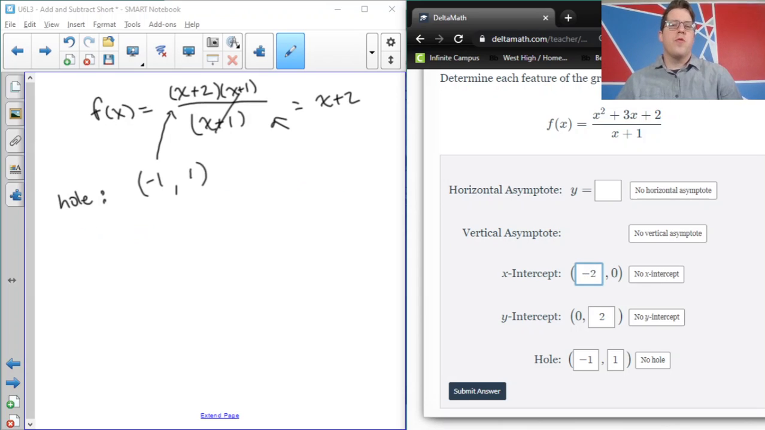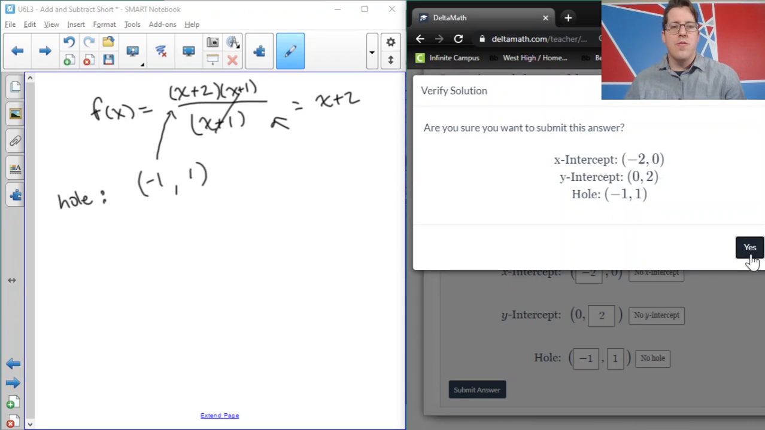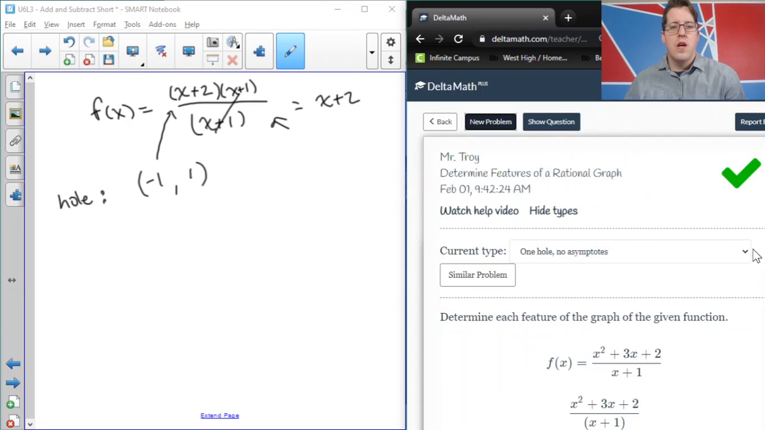Now, the rules for horizontal and slant asymptotes. For this one, the numerator is a higher degree, so that is going to be no horizontal asymptote. It would actually be a slant asymptote, but Delta Math isn't asking me about that. So I think I've got all my information in. Let's see if I am right. Heyo! All right.